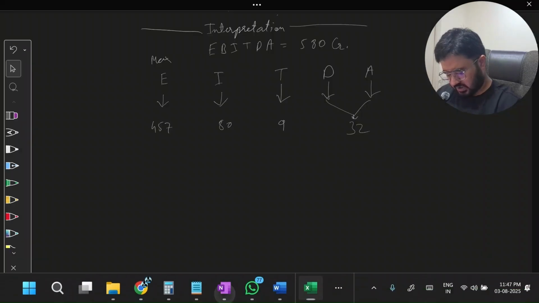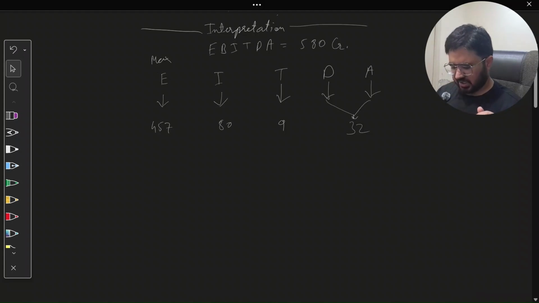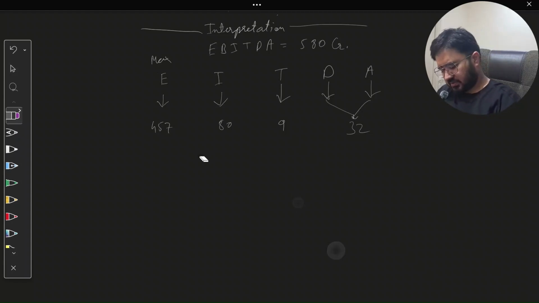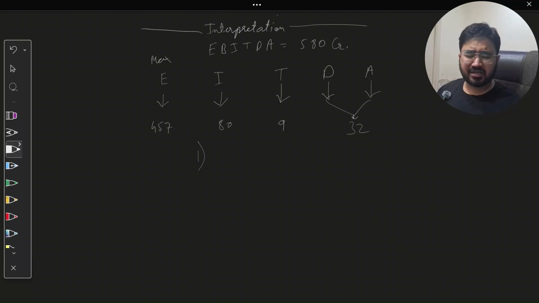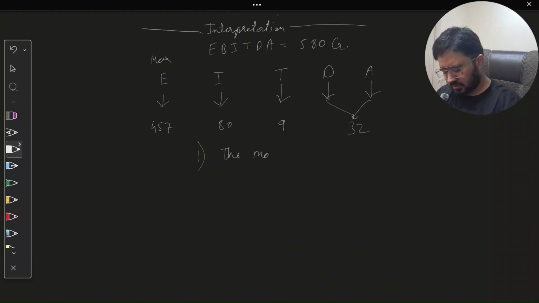Let's quickly go to the notes section, and I've written the EBITDA here that we have just calculated and its individual items. Now let's see how can we interpret it. It is very easy and very intuitive as well. It's the earnings. Of course, the more the better.